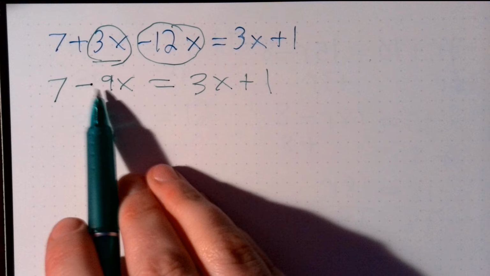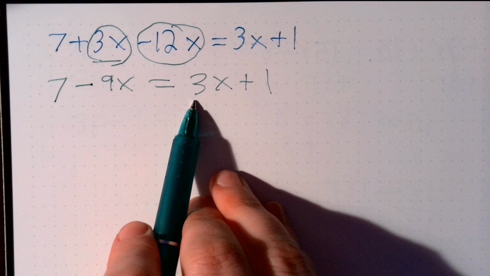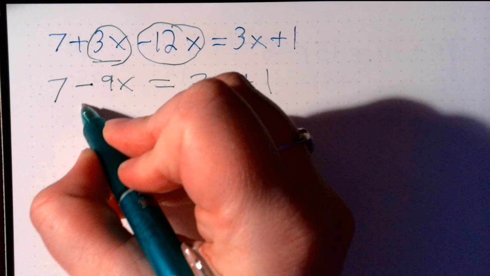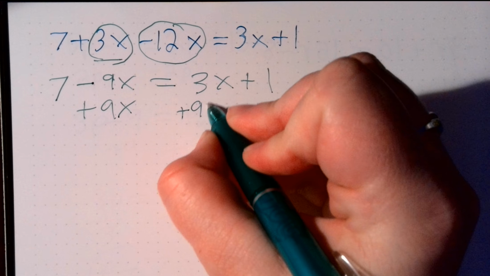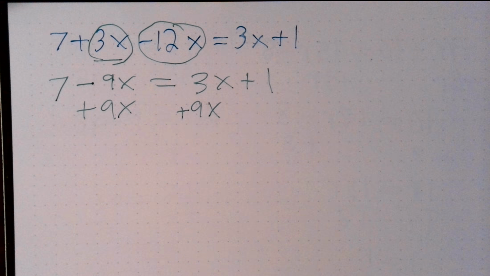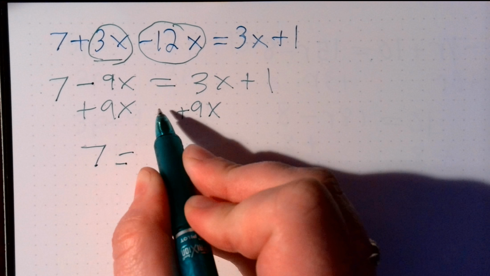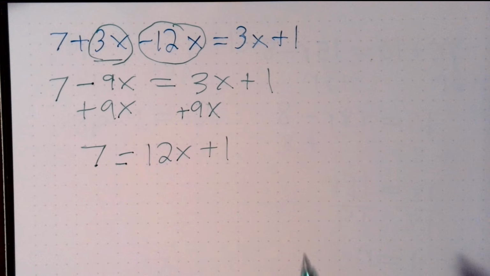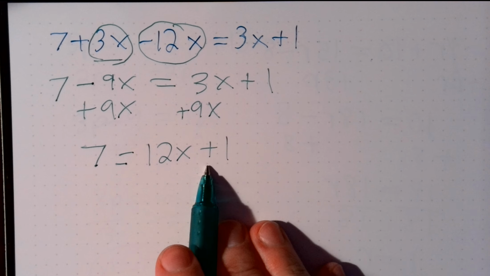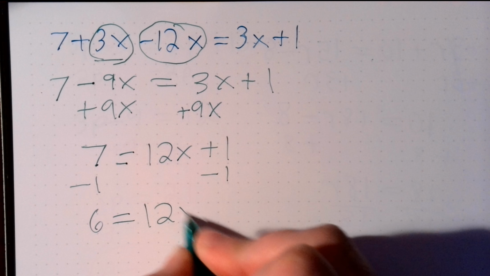So as we saw in the last video, I can either move the negative 9x or I can move the 3x. So I'm going to add 9x because it's negative, and I can easily add, and that makes my variable positive, so I don't have to worry about losing a negative. So over here, I've got 7 is equal to 9 plus 3 is 12x plus 1. Remember we're always moving what is either adding or subtracting first. So I'm going to minus 1 from each side. 7 minus 1, which is 6, which is equal to 12x.